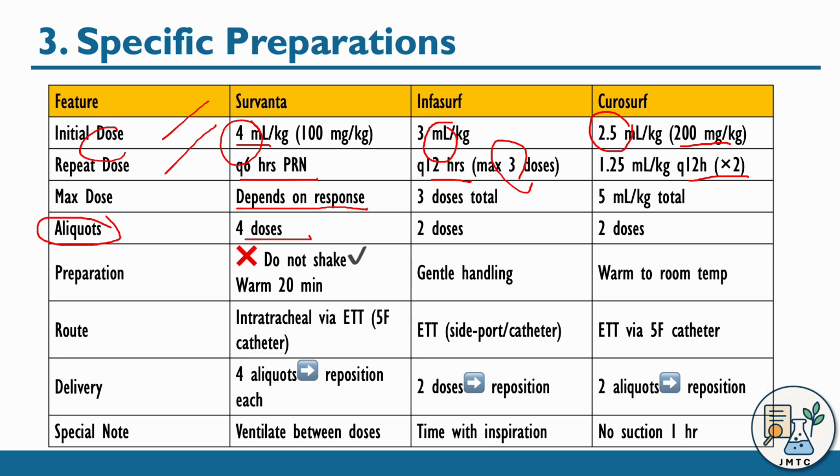So, we give it in aliquots so to make it safer and to help it spread more evenly. Let's say, dito kay Surfactant, you have 4 ml and it's given in 4 aliquots. That means, first aliquot, 1 ml muna. Second aliquot is another ml. Third, 1 ml again, and fourth, 1 ml. So, the whole 4 ml is given, but paunti-unti, not one big installation.